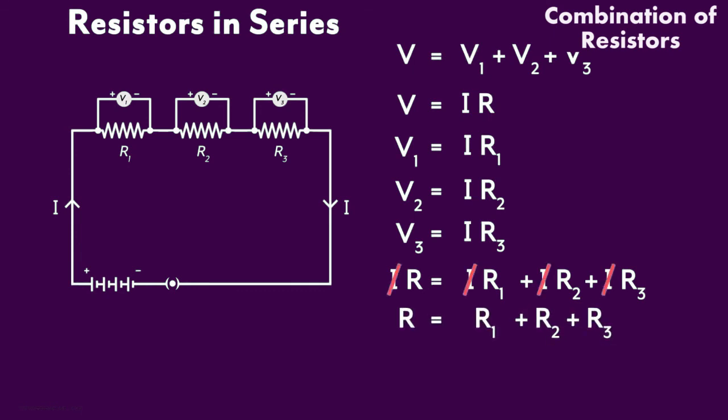So what have we got? When resistors are connected in series, the overall combined resistance R is the sum of the individual resistances. Now you understand why the resistance increases when they are connected in series, because each resistor added in series will add up to the previous resistance.